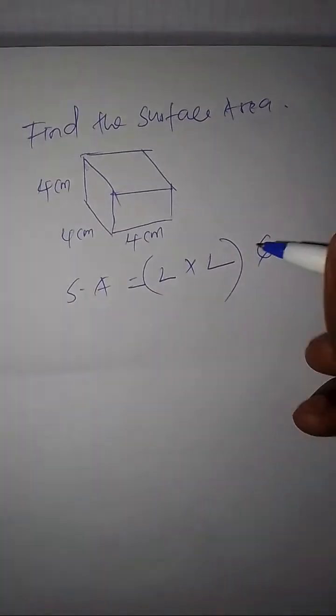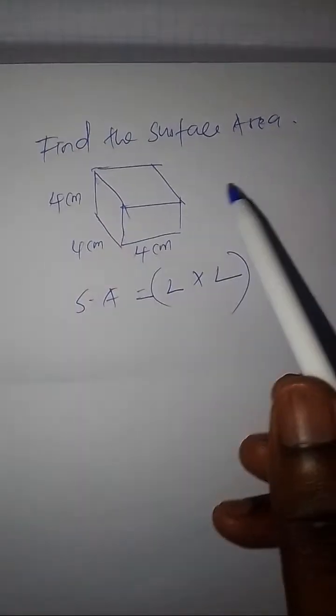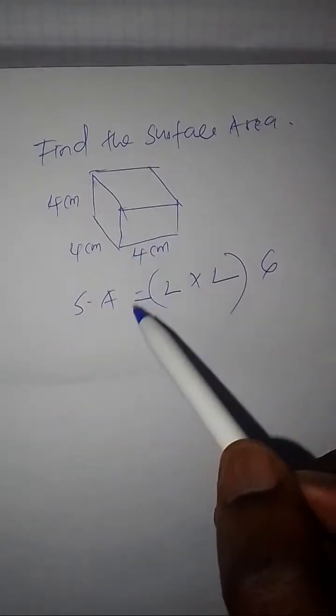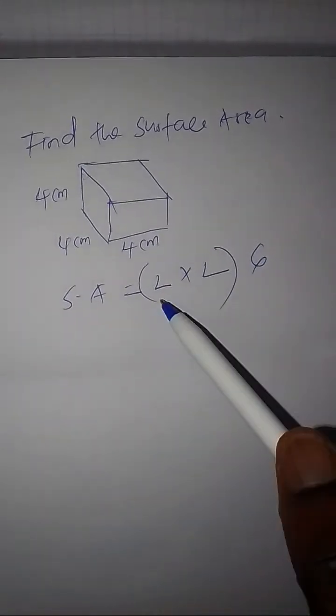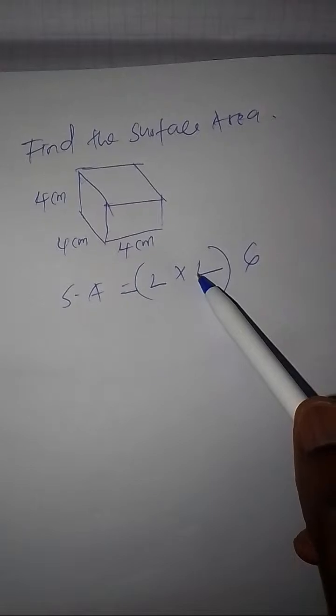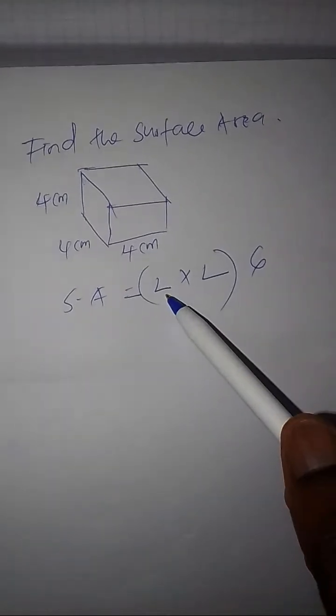Because we are going to find the surface area of the cube, you ask yourself, how many surfaces does the cube have? The cube has 6 surfaces. That's why we are multiplying L by L by 6. Please don't go away, stick until the end.